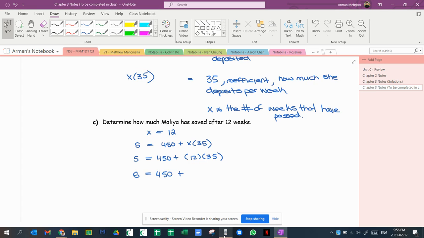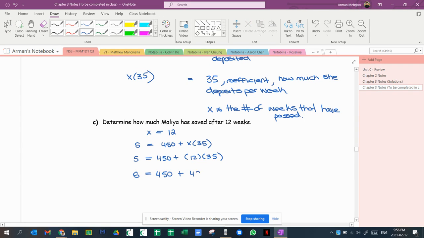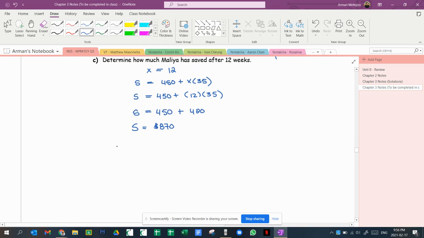Let's multiply 12 by 35. I get 420. And you can use a calculator. You can do some mental math. You should be able to figure out that after 12 weeks, she's able to save $870. So let's put a little concluding statement. Therefore, Malia was able to save $870 after saving for 12 weeks.